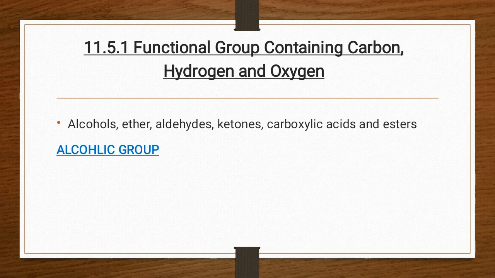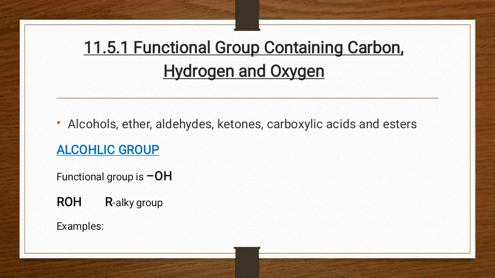So the first one we have is the alcoholic group. Its functional group is OH. It is represented as OH, and as a whole, it is represented as ROH. Here the R is an alkyl group, any alkyl group. In the previous classes, you have learned about the alkyl group.